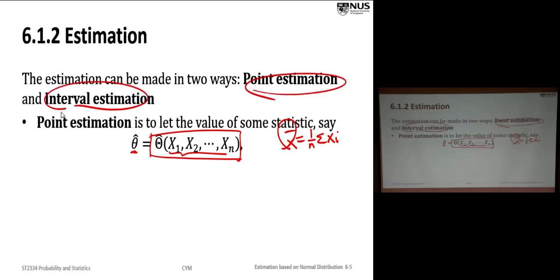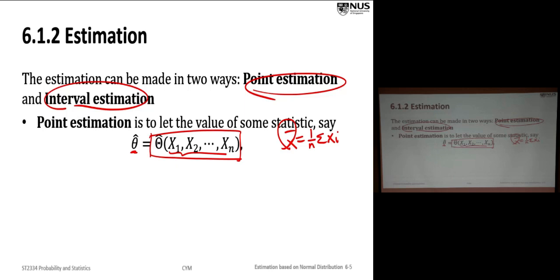It's very simple. Once I collect a sample, based on the sample I give you one number. How to get this number is determined by the estimator. For example, I want to know the average CAP of this class. I take a sample of 20, get their CAP, take the average, and then tell you that I estimate the population CAP by that number.